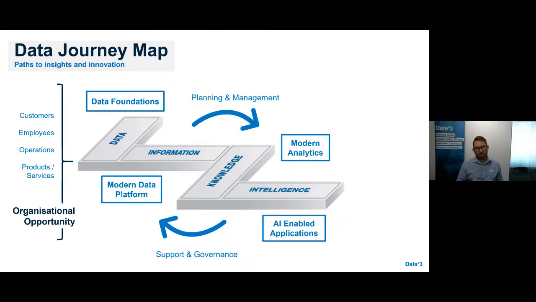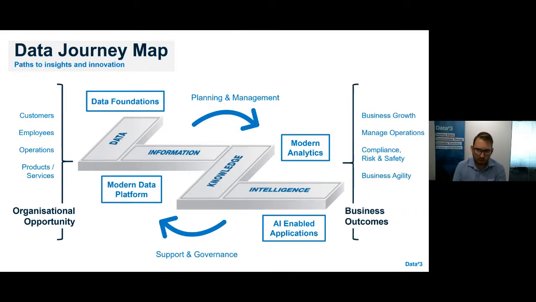When we talk about these organisational opportunities, we're thinking about transformation objectives. It might be business strategy that you have been tasked with as part of your role to help your organisation in some way. It also includes improving and optimising your operations, and augmenting products and services to take advantage of data in new and creative ways. On the other side of this data journey map, we have those measurable outcomes around business growth, which might be service levels, profit or revenue, managing your operations for efficiency, compliance requirements, and risk and safety, as well as business agility.